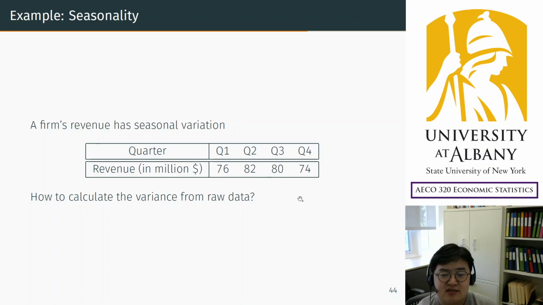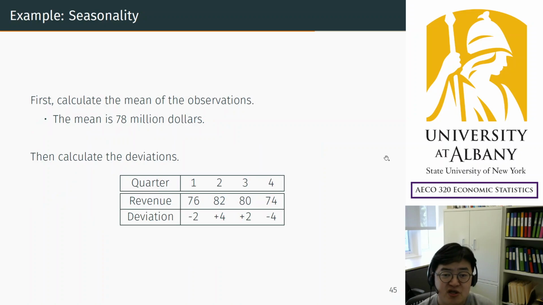So then let's calculate the variance. The first thing you have to do is to calculate the mean. I'm going to skip that. It is pretty simple. Just add four numbers and divide by 4. It is pretty straightforward to calculate the mean.